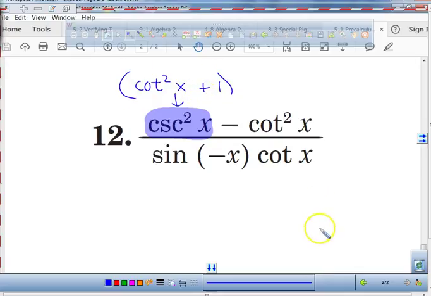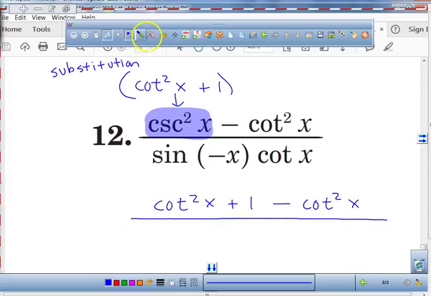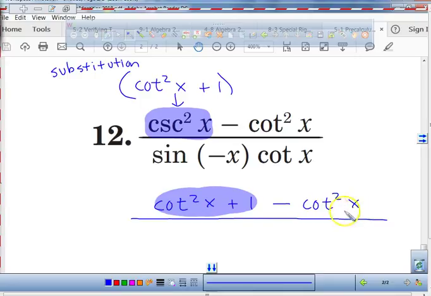So right now, what I'd like everybody to do on problem number 12 is use the process known as substitution. And wherever you see a cosecant squared of x, replace it with the cotangent squared of x plus 1. So here we go. Cotangent squared x plus 1 minus cotangent squared of x. All of this is now in the numerator. What cancels out? The cotangent squared of x and the minus cotangent squared of x, they zero out. So what's the only number we have left now in the numerator? 1. Thank you very much. All right. Right here, everybody.